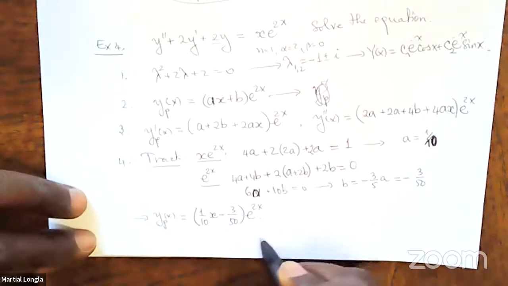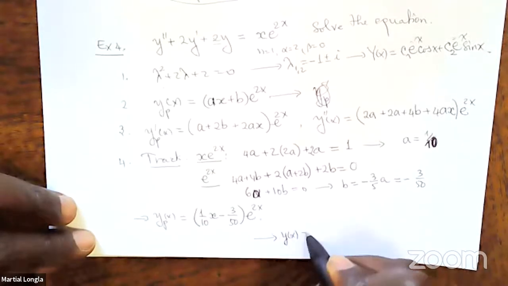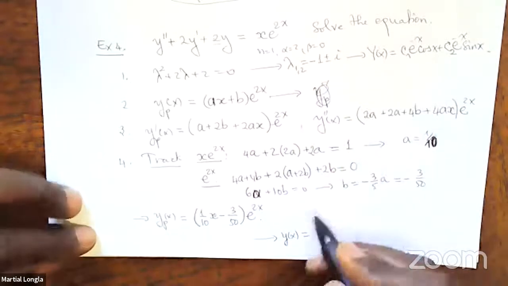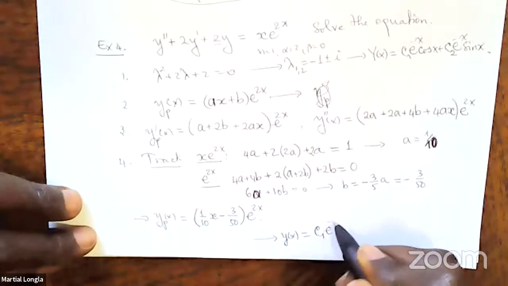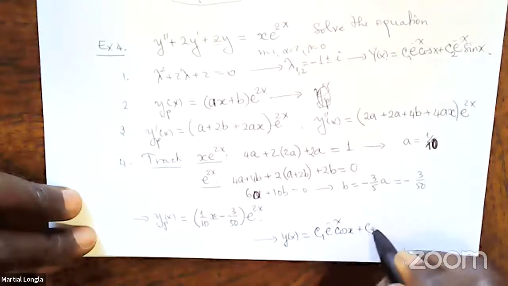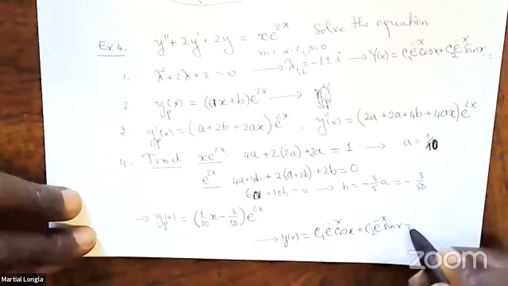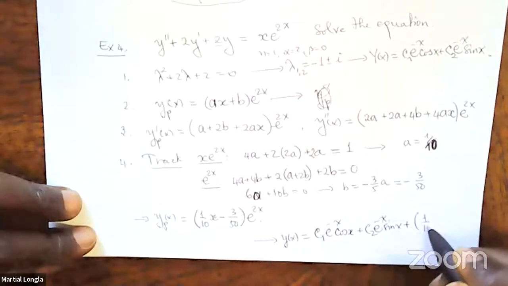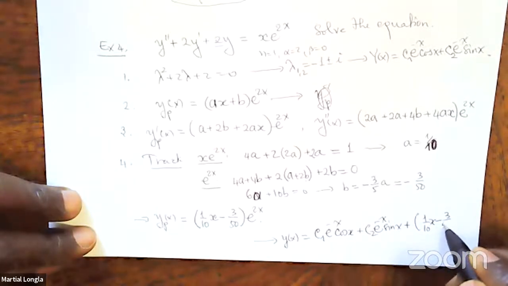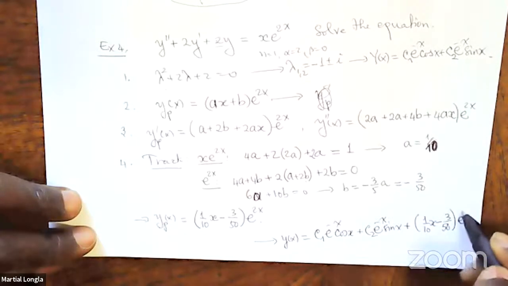That's it. And so from there, you get little y of x equals the solution of the homogeneous problem, that's c1 e to negative x cosine x plus c2 e to negative x sine x, plus 1/10 x minus 3/50 e to the 2x.